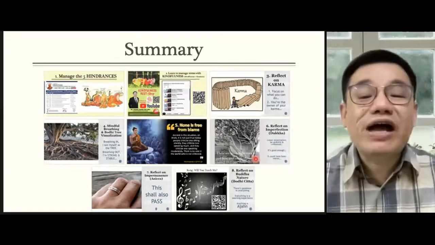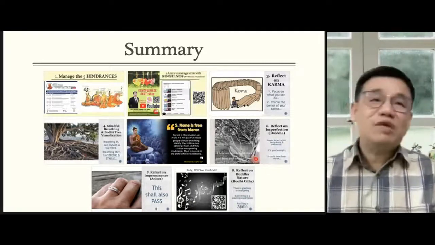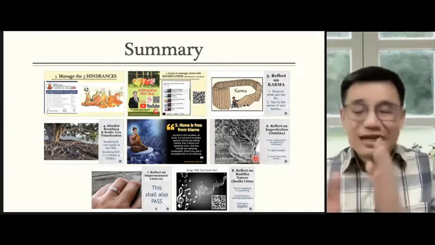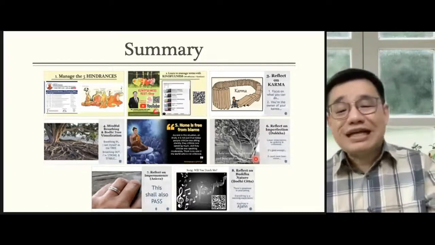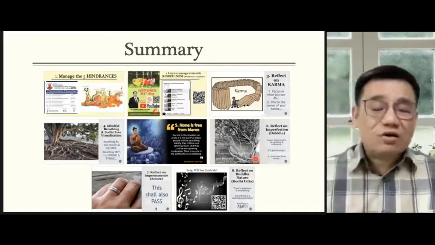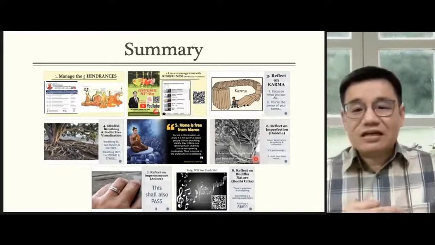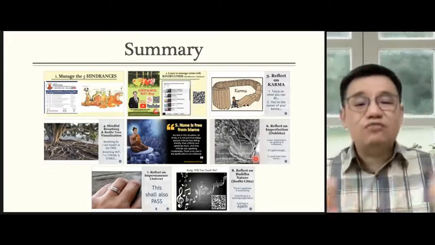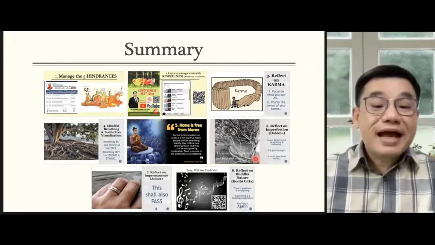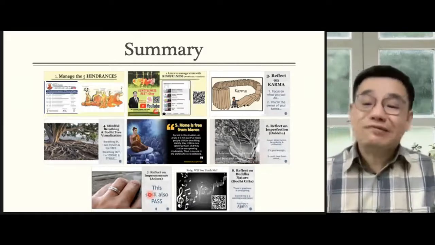Number 6 is to reflect on imperfection. Keep reminding ourselves, it's good enough. Don't find fault, don't criticize, don't condemn, don't complain. Always remind ourselves, it's good enough, it could have been worse. Be grateful, be contented.